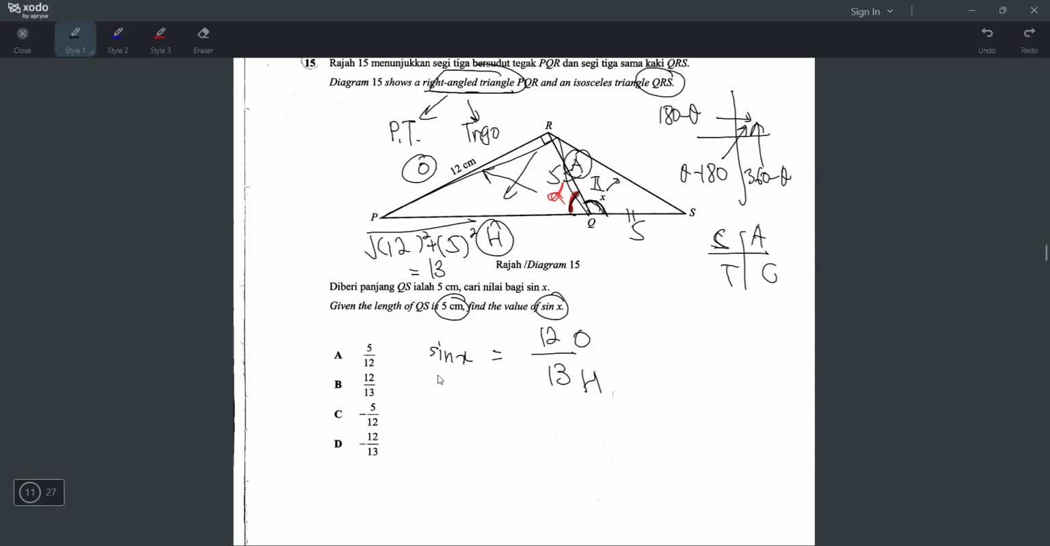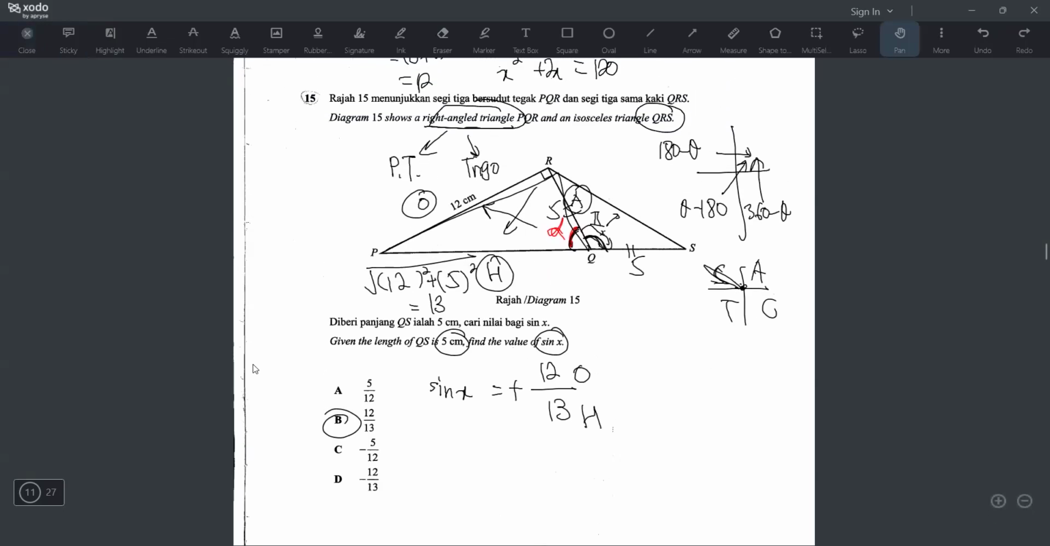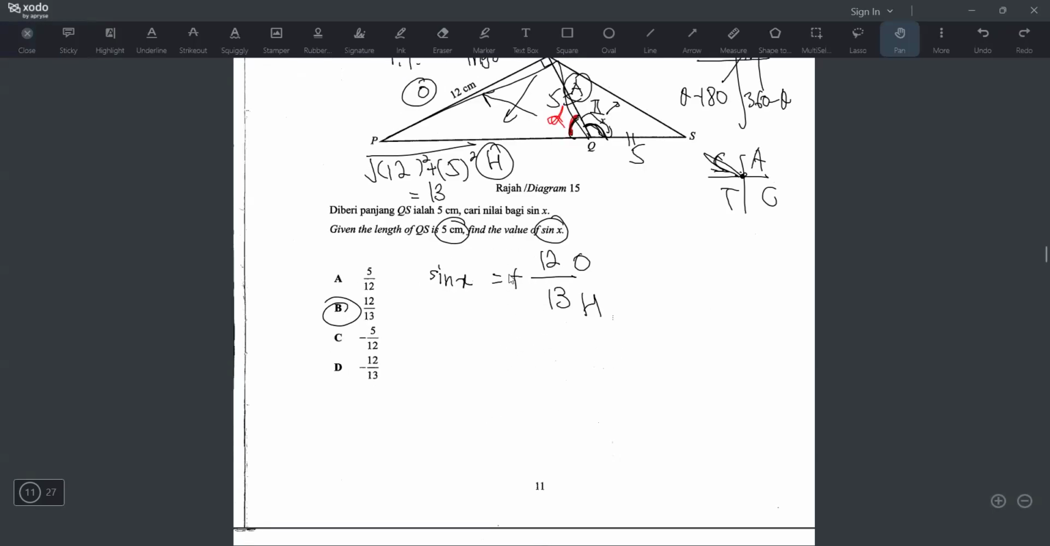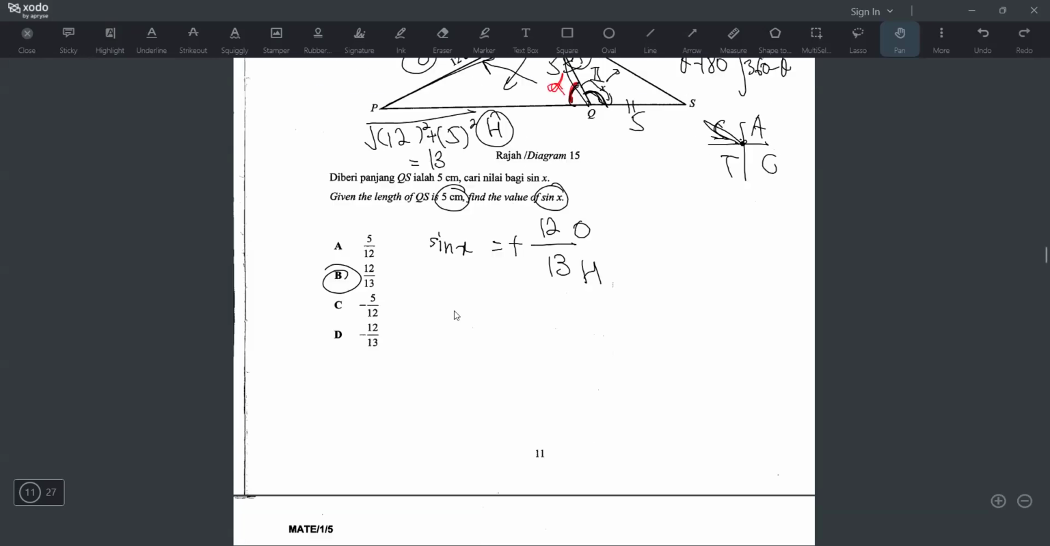So tell me now, for sine X, your X is actually in quadrant 2. In quadrant 2, which one is positive? Sine is positive in the second quadrant. So this is positive, and the answer is B. But it's not always positive. Sometimes it's negative. That's why I want to teach you the proper way so that you can apply these steps in the exam, and you will be careful here. Because if it's negative, then you have to put a negative here. Okay, hope you understand.